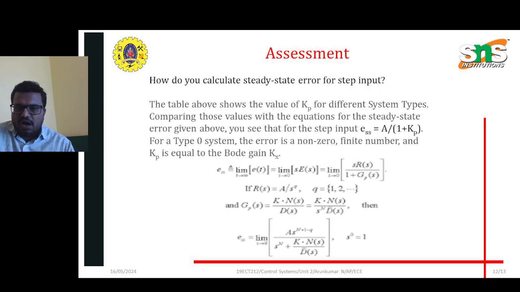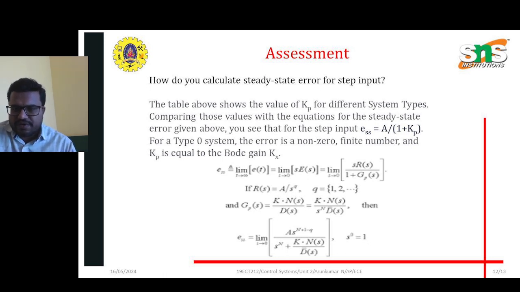Also students, how do you calculate a steady state error with respect to a step input? The table here shows the Kp value for different systems. Let us consider the steady state error for the corresponding transfer function as A divided by 1 plus Kp, the positional error constant. For a type 0 system, the error is non-zero. It is a finite number, and Kp is equal to the gain of the corresponding system. It has been calculated by using this limit value.